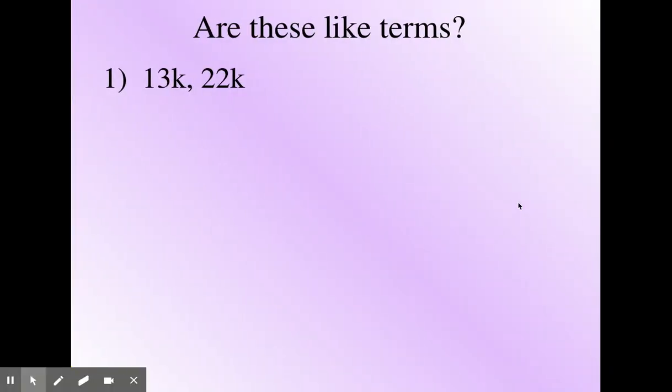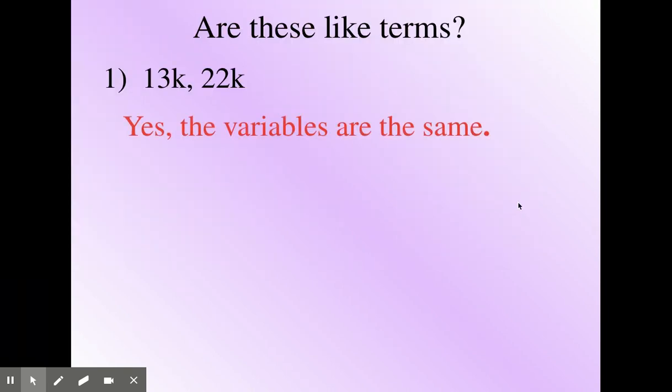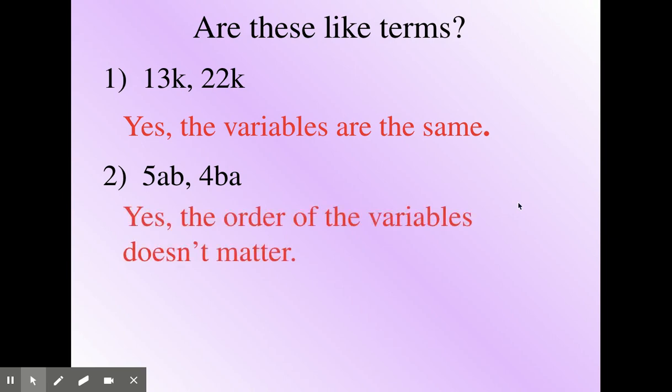Okay, are these like terms, 3k and 22k? Yes, the variables are the same. So the numbers are different, that's fine, but they have the same variable, so they are like terms. Is 5ab and 4ba like terms? Yes. The order of the variables doesn't matter. They are still like terms because 4ba can be written as 4ab. Okay, in multiplication, order doesn't matter.